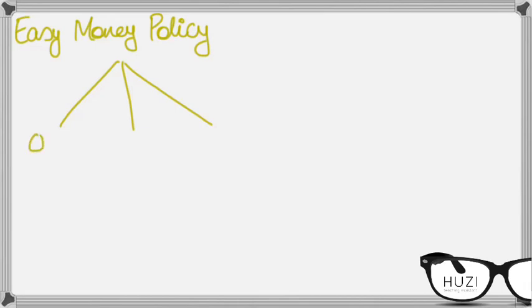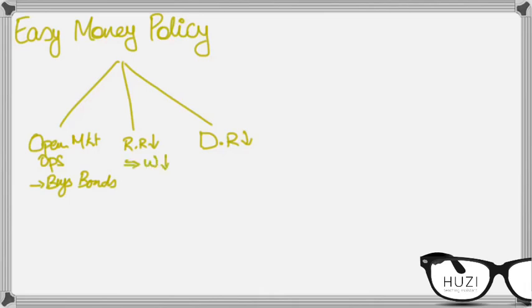So, open market operations: the government buys back the bonds, then the reserve ratio falls, the discount rate falls. The reserve ratio falls, leakages fall.